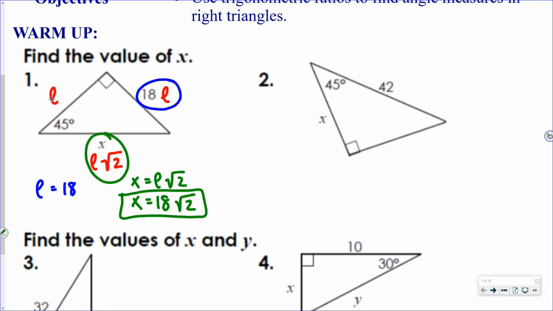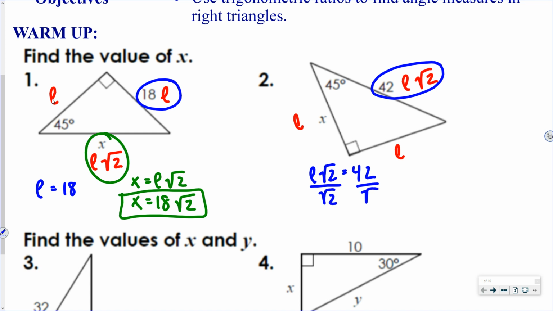All right, next one's another 45, 45, 90. The difference with this one is the variable, or what I'm trying to find, ended up being in one of the legs. And I was given the hypotenuse. So I know L root 2 is 42. So I just had a little extra step here to do a little bit of solving to figure out what L is. So I do this like an equation. Divide both sides by the square root of 2. And I get L is 42 divided by the square root of 2.